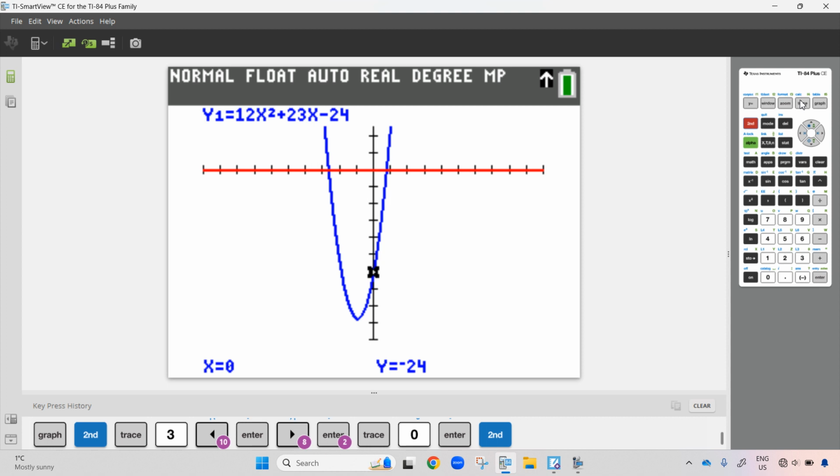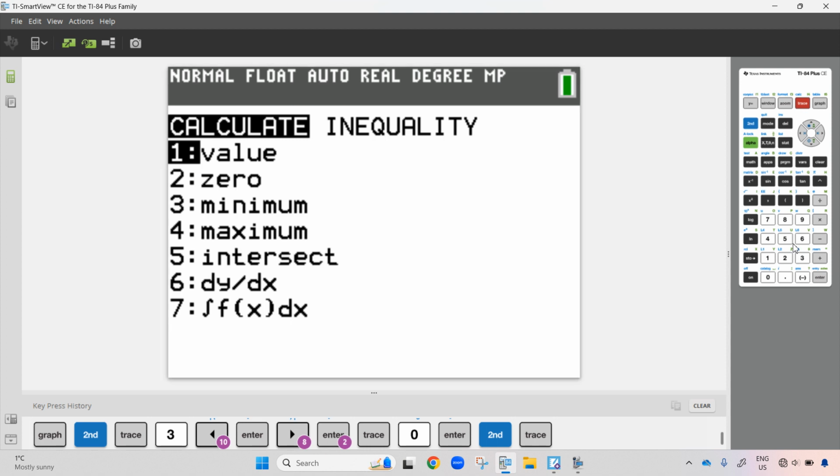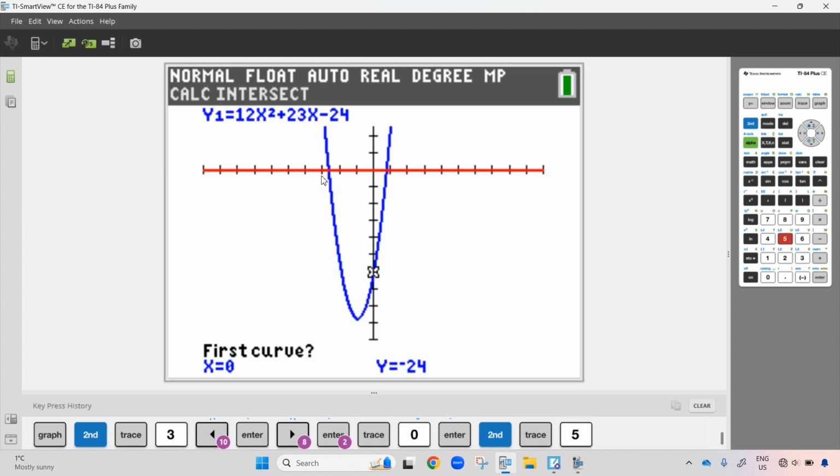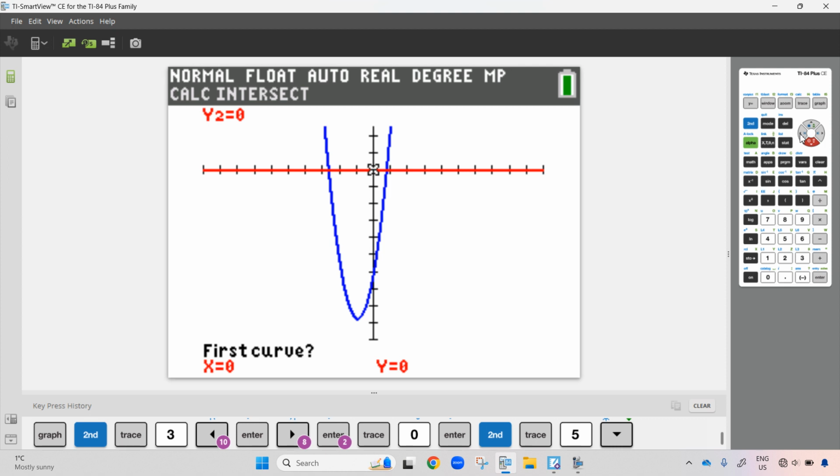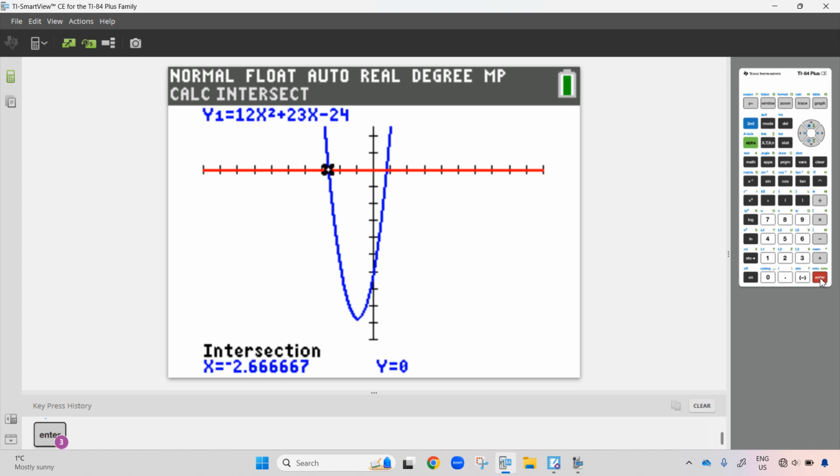So second trace, and I'm going to do intersect, which is why it's really important to put in your x-axis. Otherwise, you have nothing to intersect the graph with. So I press down arrow, and you can see up here now I'm on the x-axis. I think it's easier to toggle left and right. So go to the first one and press enter 3 times. There's my first x-intercept.